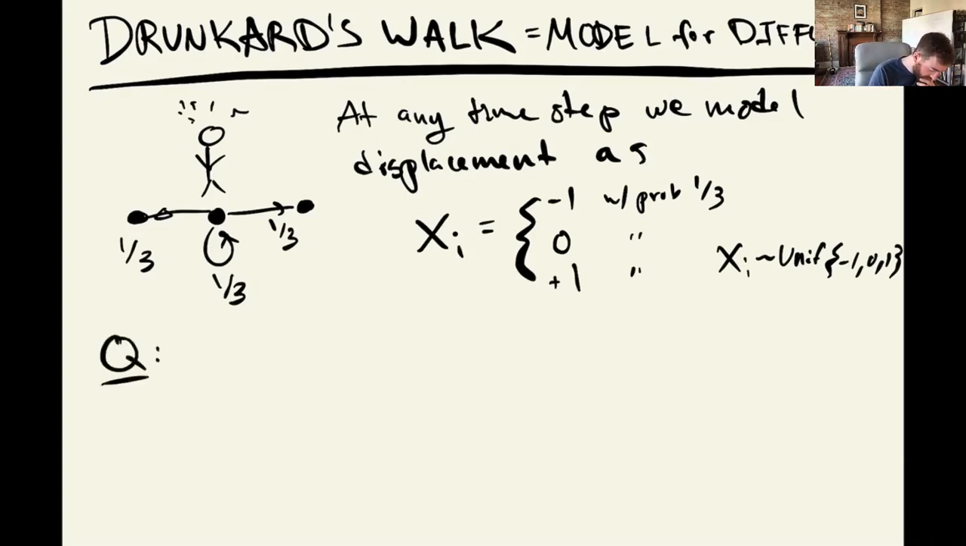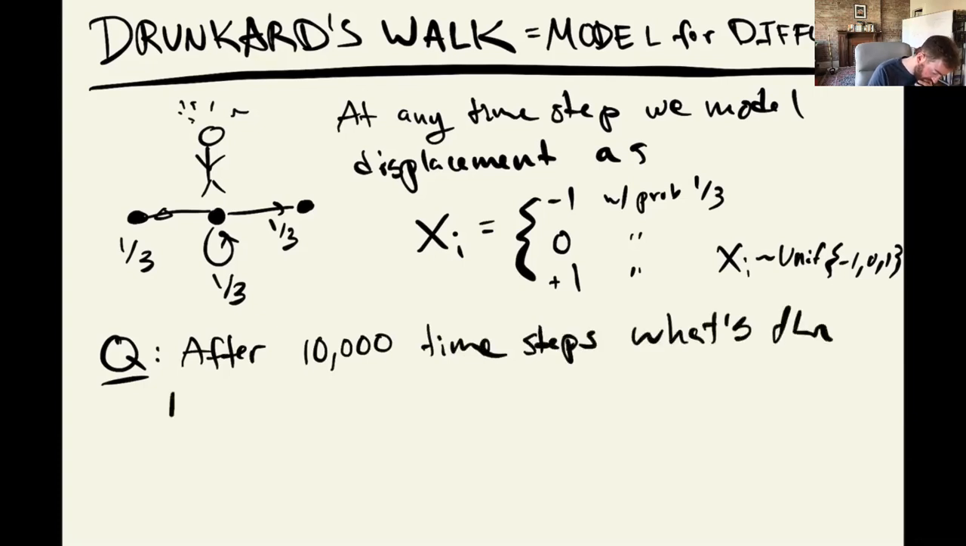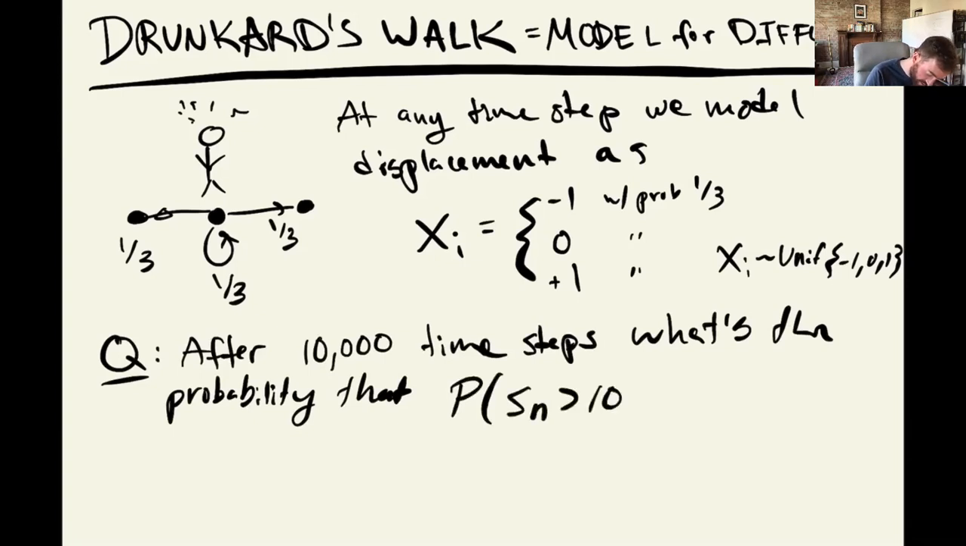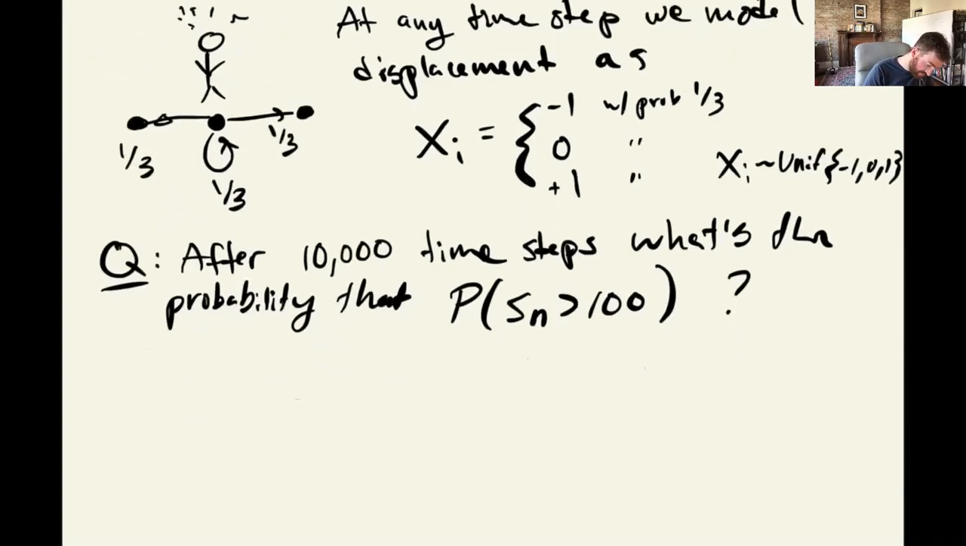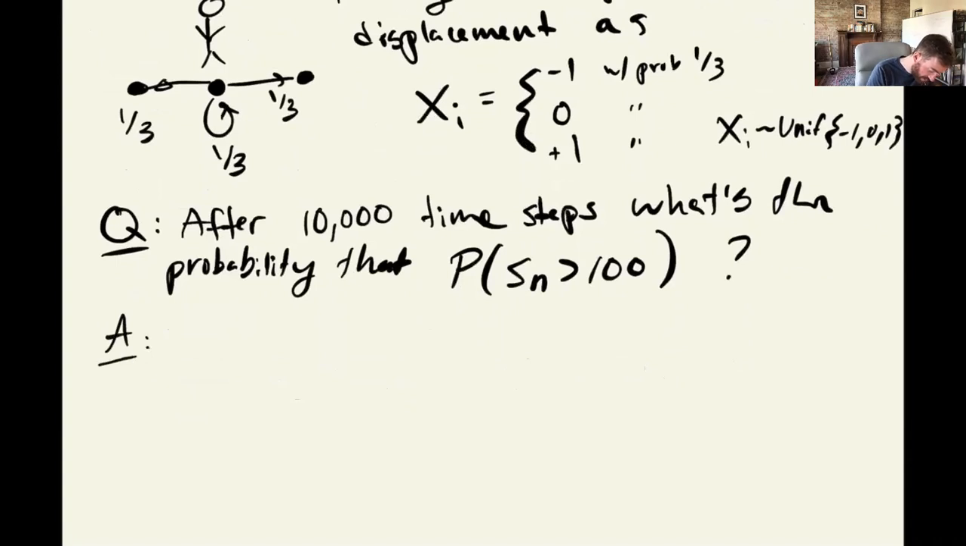Here's our question. After 10,000 time steps, what's the probability that this drunkard has managed to actually make any progress? Let's say it has moved 100 steps to the right. So what's the probability that Sn is greater than 100? Well, again, we just need to compute n times mu and sigma times the square root of n. So, answer: apply the central limit theorem.